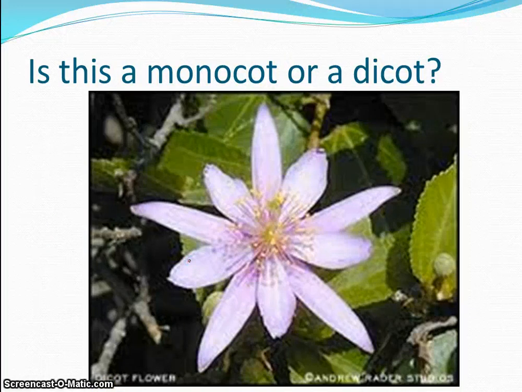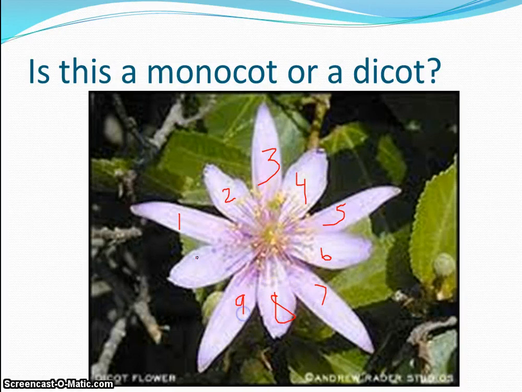So, is this a monocot or a dicot? When you look at that, there's two ways you could figure it out. You can look at the venation in the leaves, which would show that that is a dicot because it's netted. Also, you would be able to figure out by counting the petals. So we have 1, 2, 3, 4, 5, 6, 7, 8, 9, and 10. So this is a multiple of 4 or 5, which is 5, so it is a dicot.